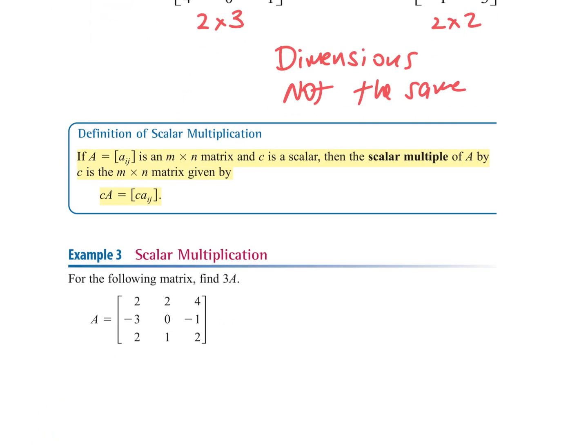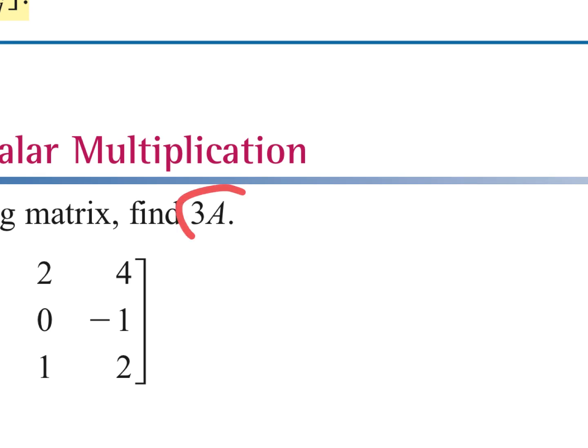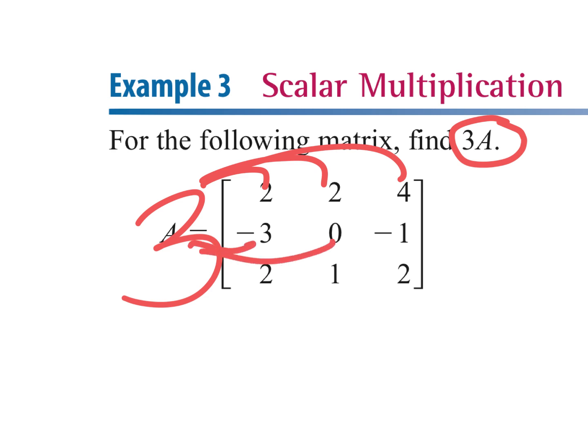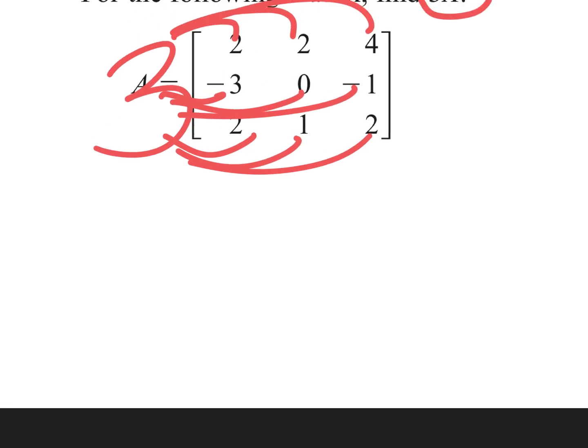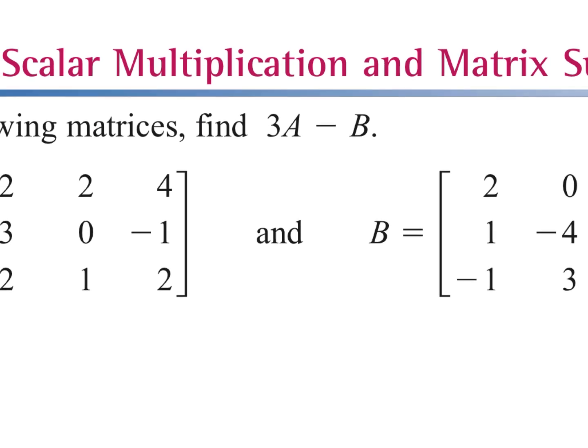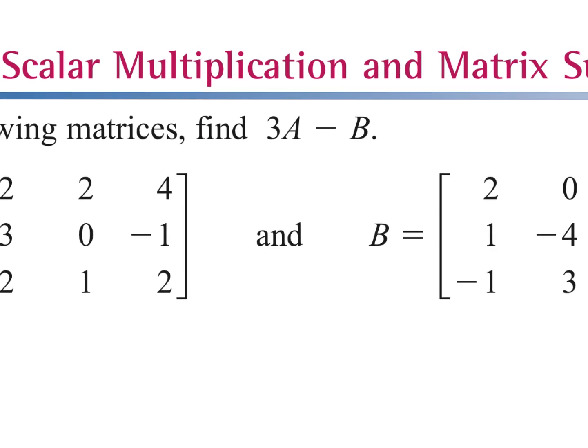All right, scalar multiplication. Guys, what does this mean that they want you to do with the 3? Multiply into A, right? So literally you're taking a 3 and you're going what? 3 times 2, 3 times 2, 3 times 4, right? You're just distributing. I'm skipping over this one because I'm about to do it in the next example. If you have something like this, find 3A minus B. What are they asking you to do here? Distribute the 3 into A and then what? Subtract the B. So let's do that.